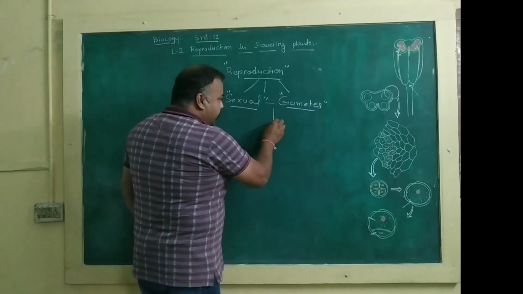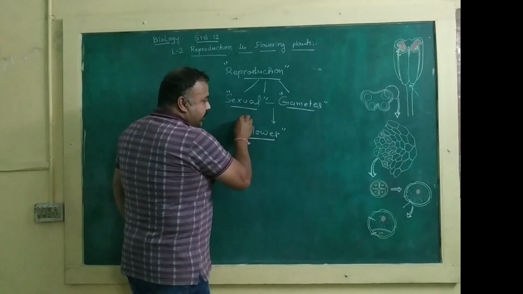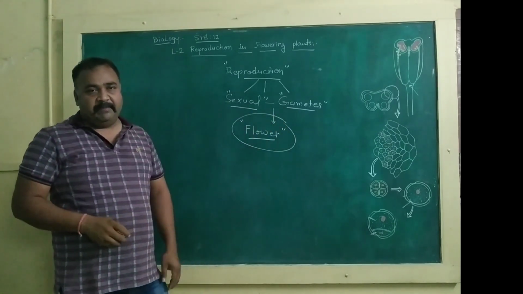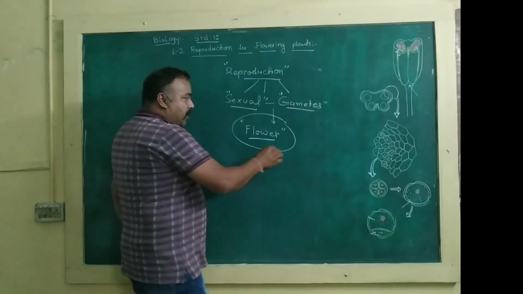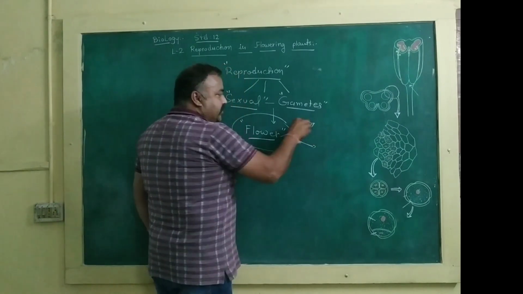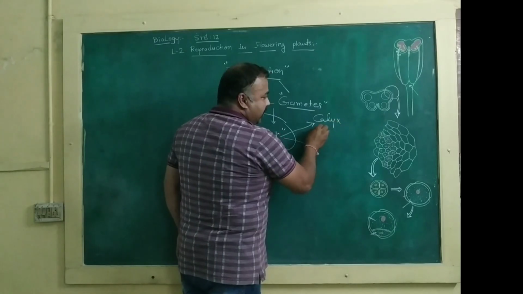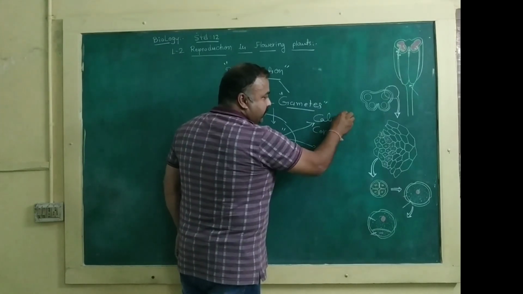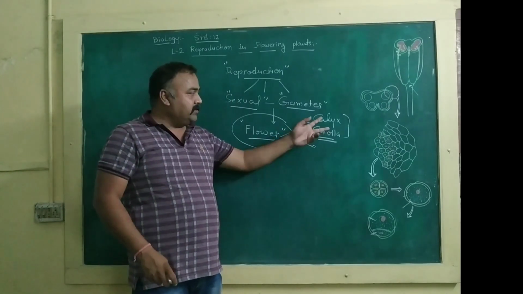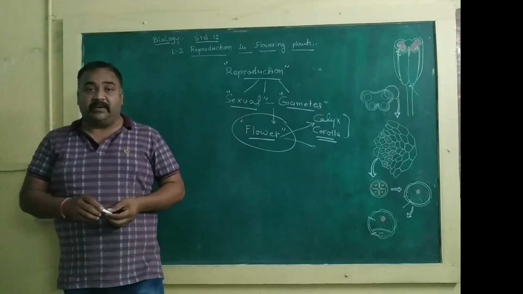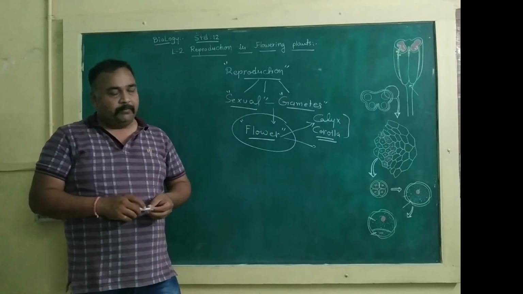Now, we know that the flower is the reproductive unit or reproductive organ of the plant. That is the flowering plant. Flower has two kinds of whorls. The first one is known as calyx and another one is known as corolla. They are known as accessory floral whorls because they do not take part in sexual reproduction, but they help to attract the insects for pollination.